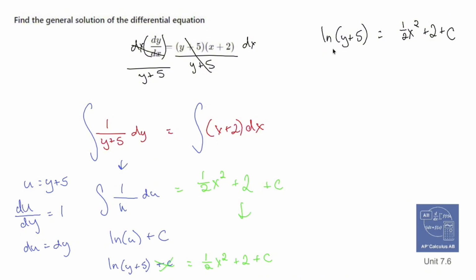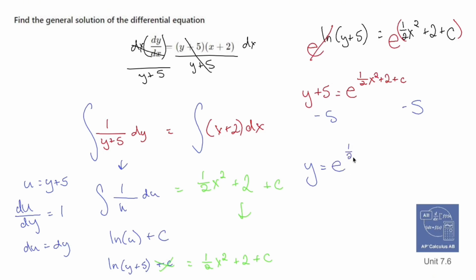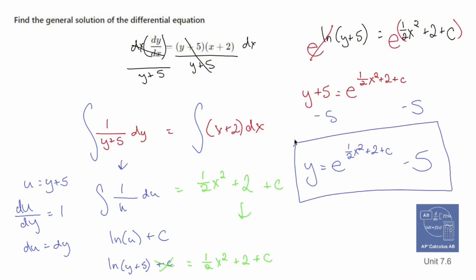In order to get rid of that ln and isolate the y, I'm going to have to e to the both sides. I know that's not proper, but what that does is it allows these to cancel out and it drops down y plus 5. The right side is e to the 1/2 x squared plus 2x plus c. Wrapping this up, we subtract 5 from both sides, and my final answer is y equals e to the 1/2 x squared plus 2x plus c, minus 5. Pretty? No. Correct? I hope so, otherwise I'm wasting my time.